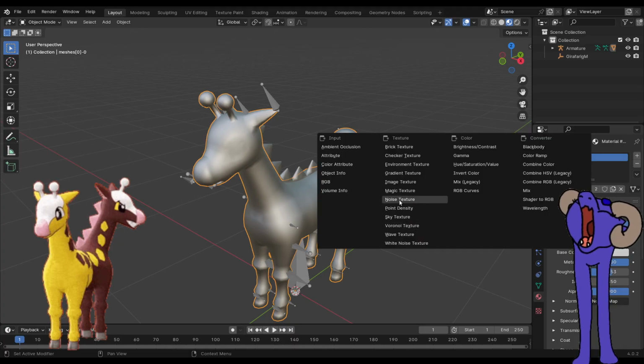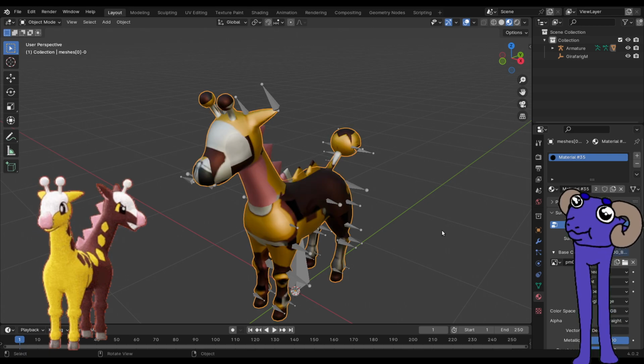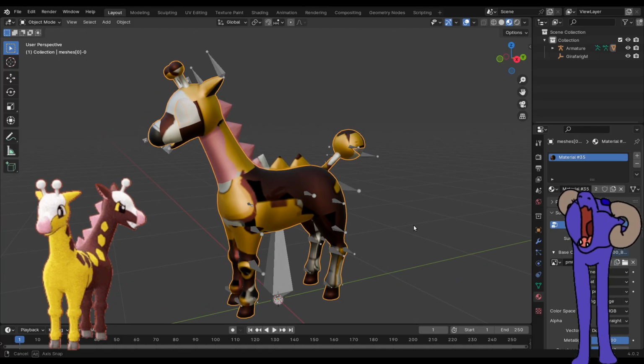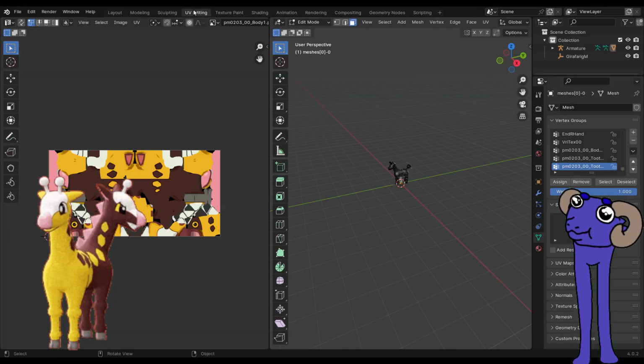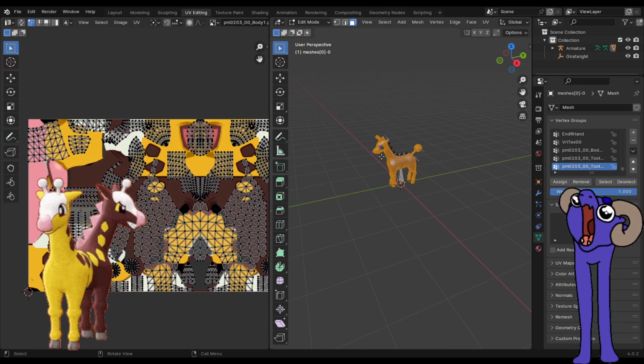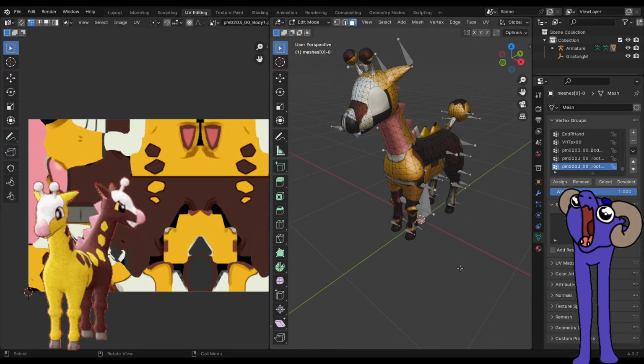So this should be an image texture, and we want it to use body one? That doesn't look right. What did you do to the UVs? The UVs are still correct. Let's go have some fun. What happened to the UVs? What did you do to them?